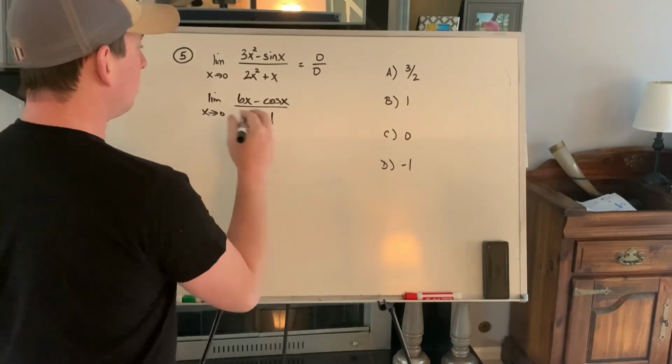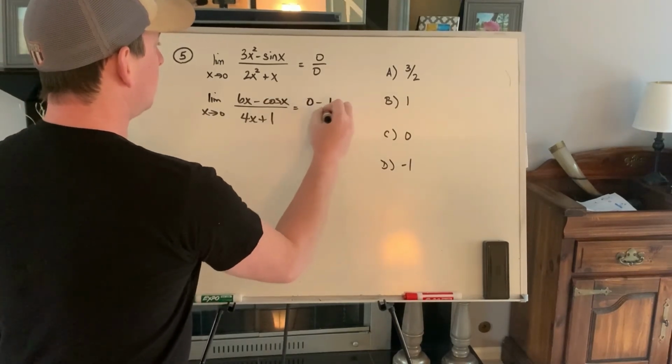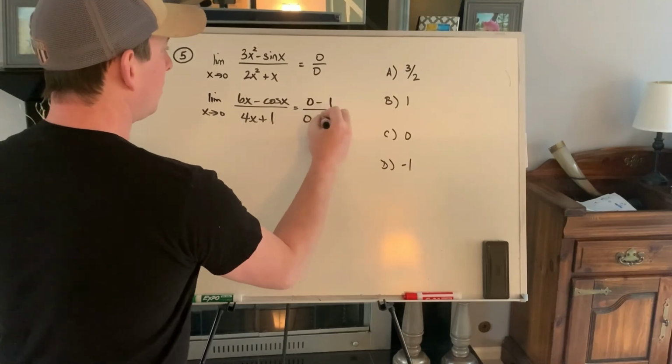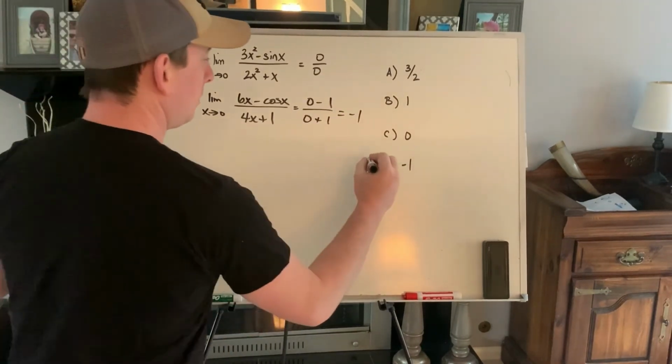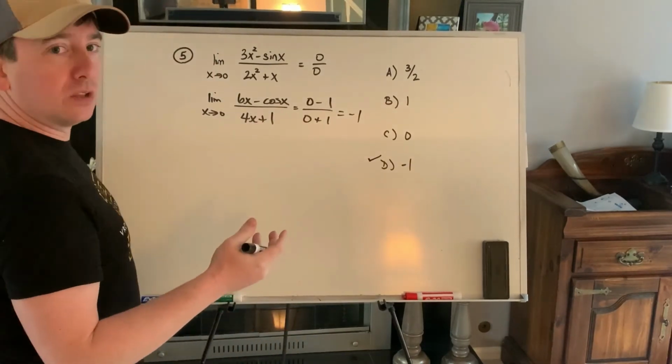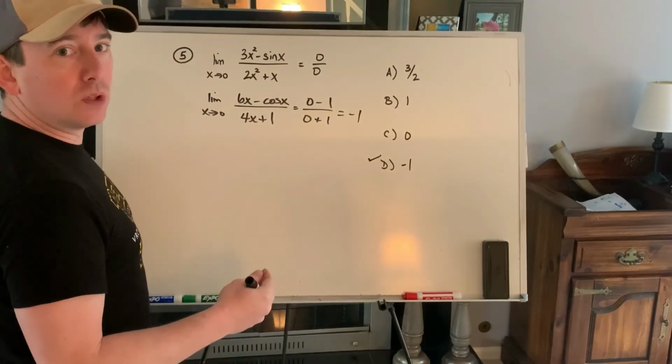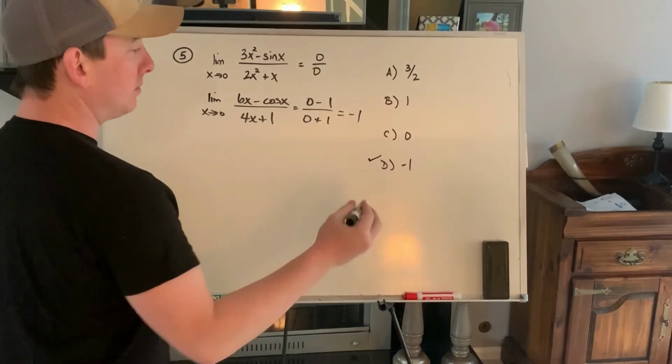Now if you plug in 0, we're going to get 0 minus 1 over 0 plus 1, so we get -1. Cool. If you got 0 over 0 again, you would just apply L'Hopital's rule again until you finally get a real number. That's it. D.